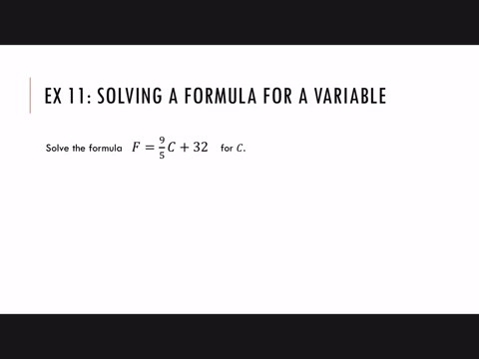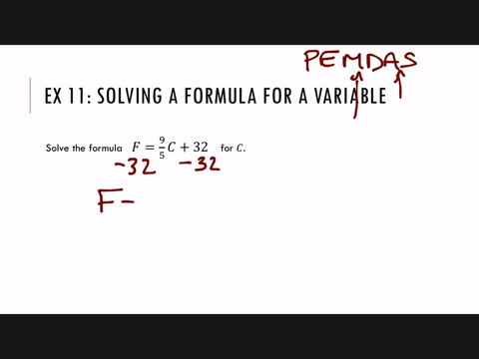So we'll go backwards with order of operations, and I will move the thing that is added to it first before I move the thing that's multiplied to that C. So subtract 32. And then you have two options. You can divide by 9/5, or you can multiply by 5/9. I like that one, so that we don't end up with a fraction in a fraction.